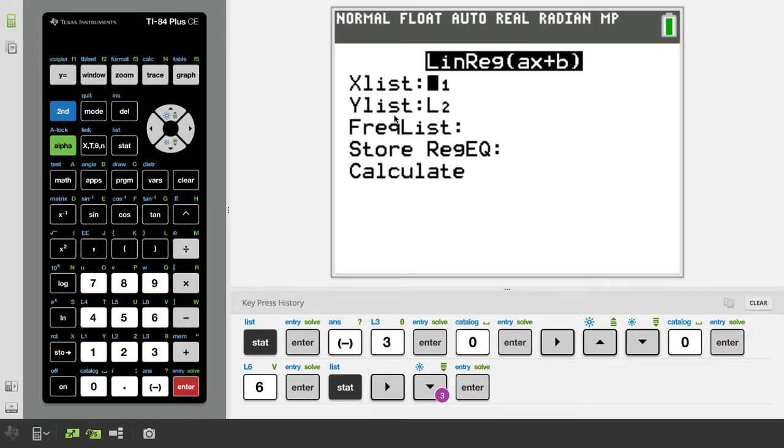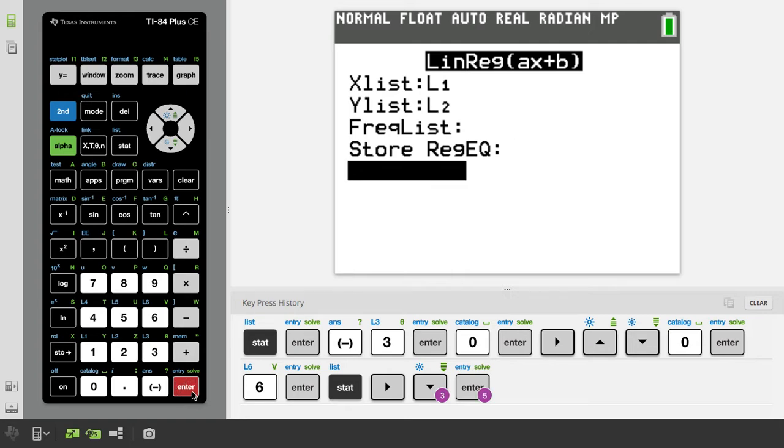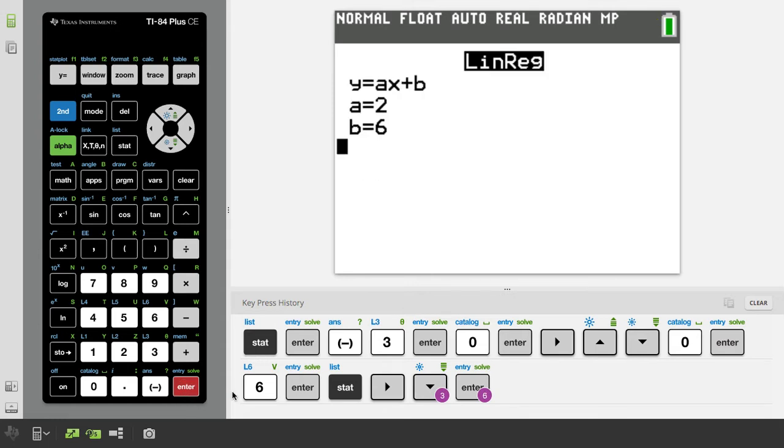So here, when I pull up the next part of it, after I hit enter or selected that option, it's going to say X list, L1. Okay, that's exactly where we have it. Y list, L2. And these guys should be blank. I'm going to hit enter a couple of times until it hovers over calculate. And I'm going to hit enter one more time, and it's going to spit back an equation. y equals 2x plus 6.